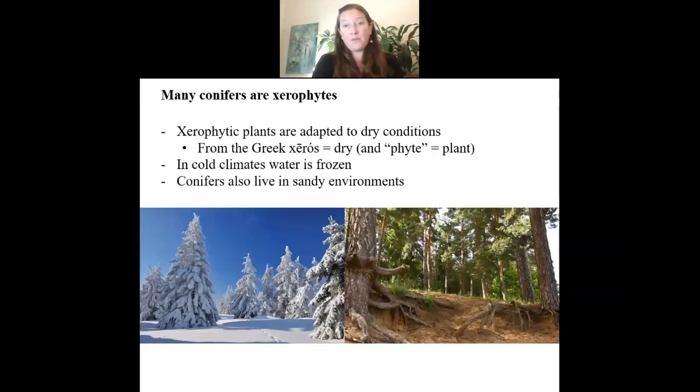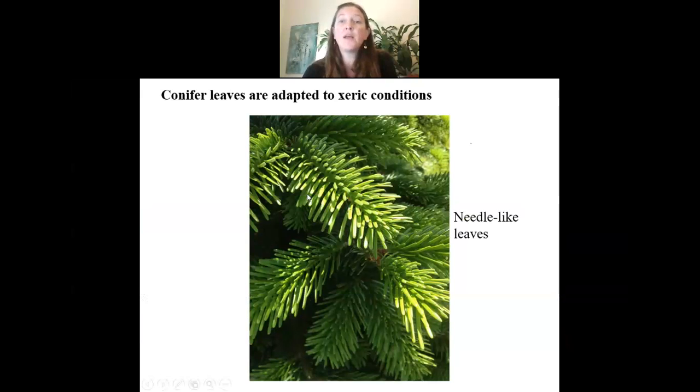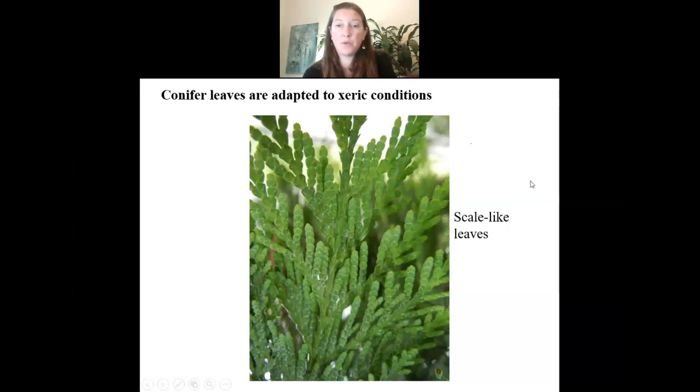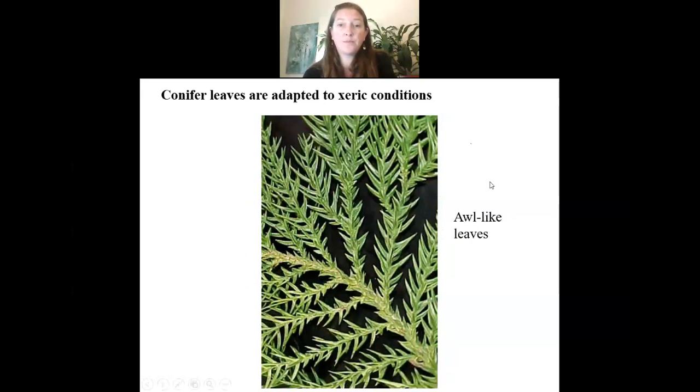And then a lot of conifers, particularly in New Jersey and the Pine Barrens, live in really sandy environments where there's just not a lot of water. So they're adapted to these dry conditions. Part of the reason they can live in these dry areas is because they have leaves that allow them to hold on to water better and reduce water loss. So conifers have needle-like leaves, which we're probably the most familiar with. Some conifers have scale-like leaves, like juniper. Some cedars have scale-like leaves.